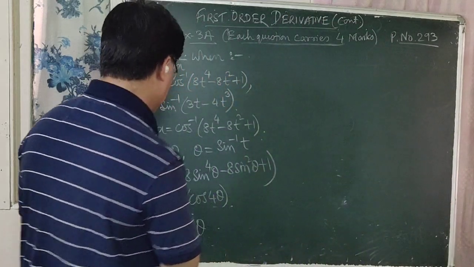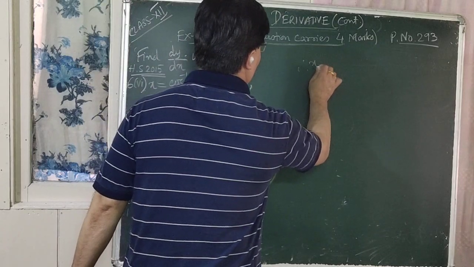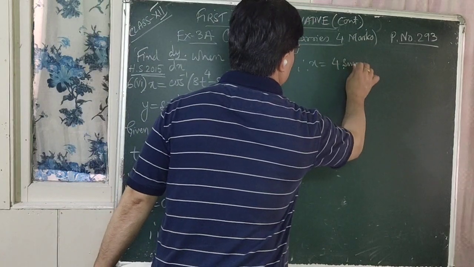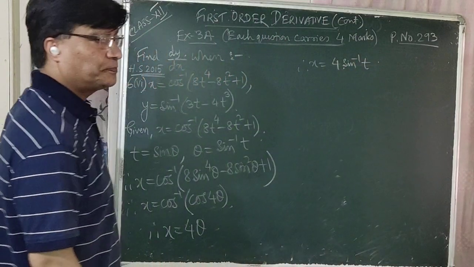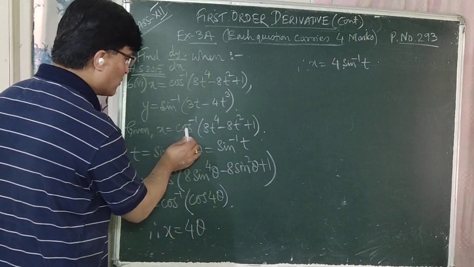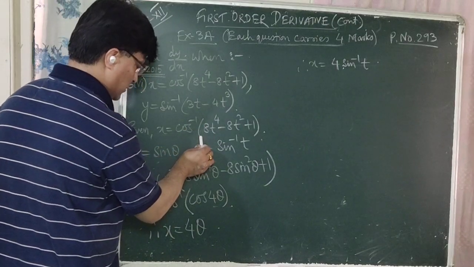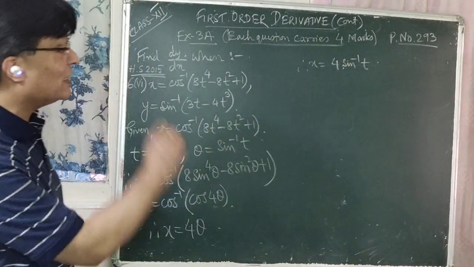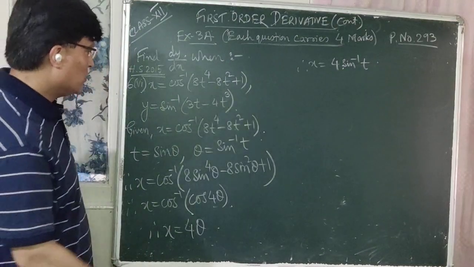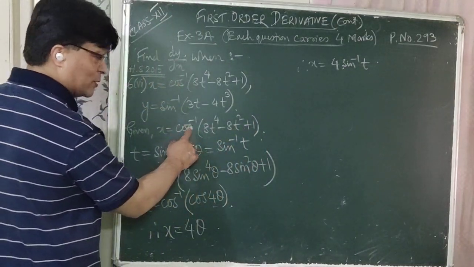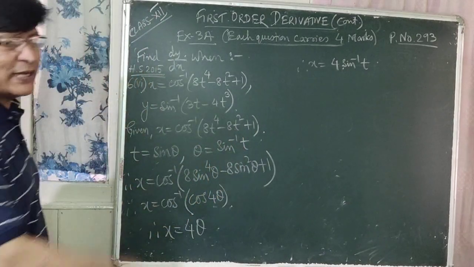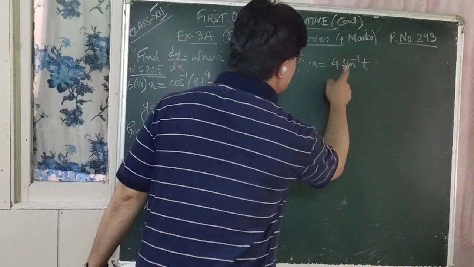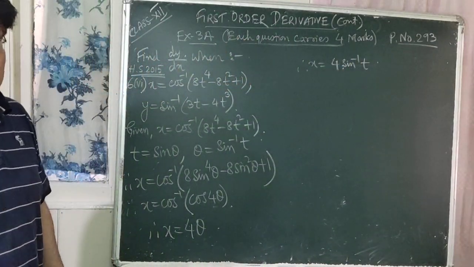So now in the next step, therefore x is equal to 4 into, what is the value for theta in this case? It is sine inverse t. So what is the simplified form of cos inverse within the bracket 8t to the power 4 minus 8t square plus 1? It is 4 sine inverse t. Now you can easily differentiate this function, isn't it? If you differentiate it directly, that is cos inverse 8t to the power 4 minus 8t square plus 1, it is complicated, right? You may not get the simplified answer here. But that is the easiest function to be differentiated, isn't it?